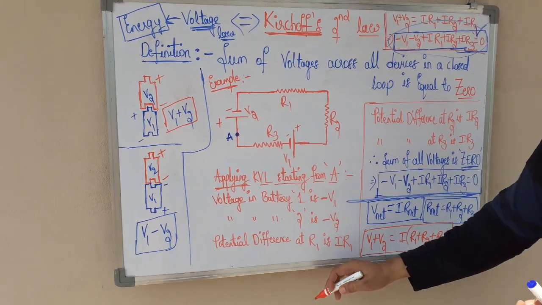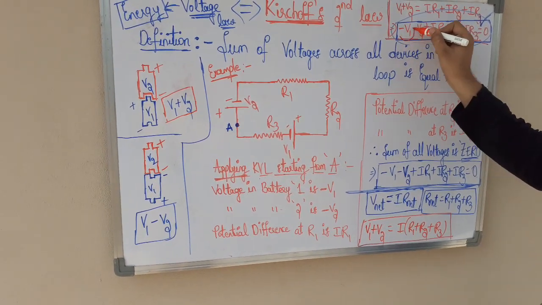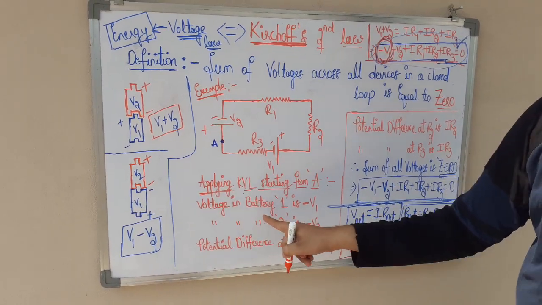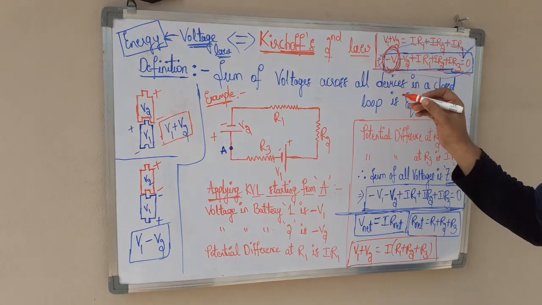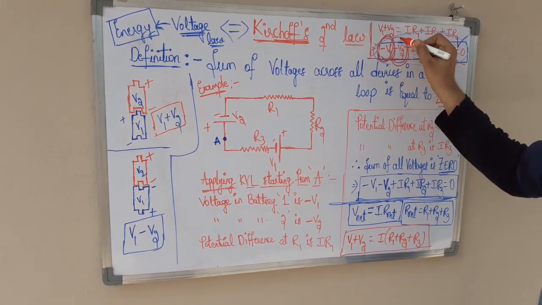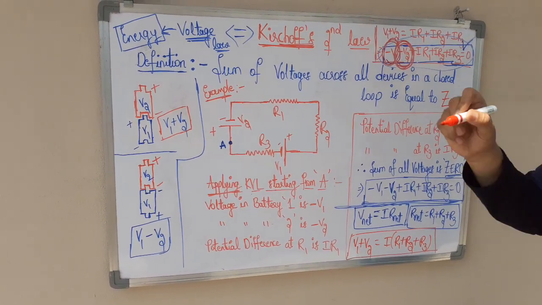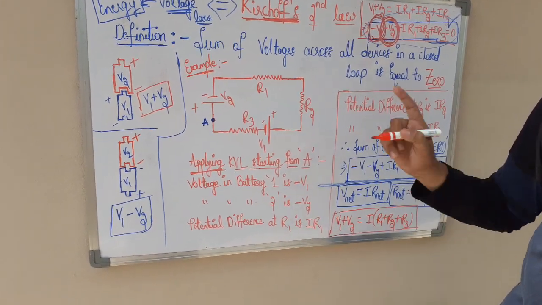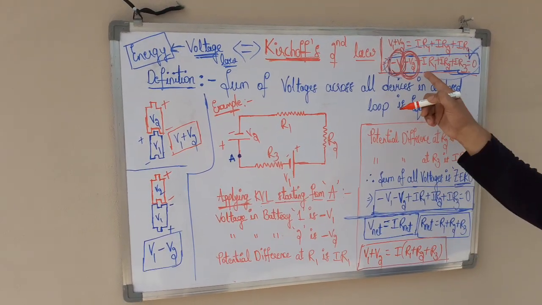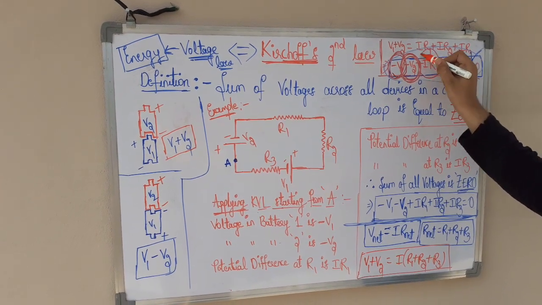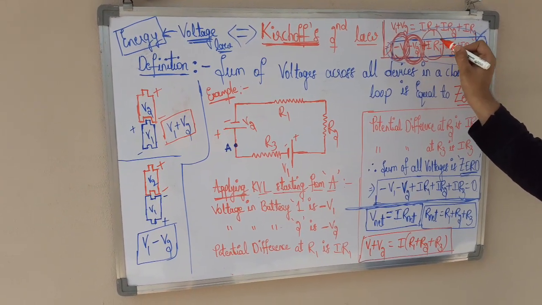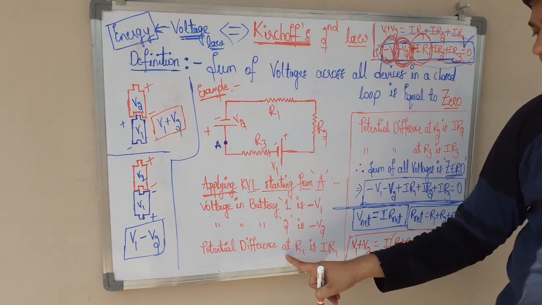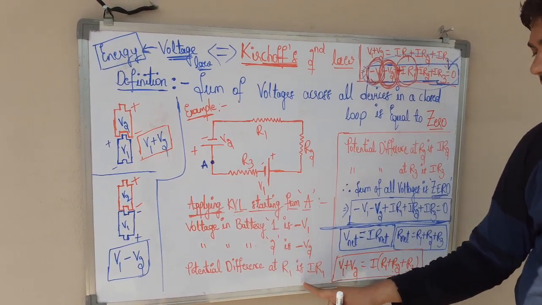In the final equation we have minus V1. That is why we write that the voltage in battery 1 is minus V1. In the final equation we have minus V2. That is why we write that the voltage in battery 2 is minus V2. In the final equation we have plus IR1. That is why the potential difference at resistor 1 is IR1.